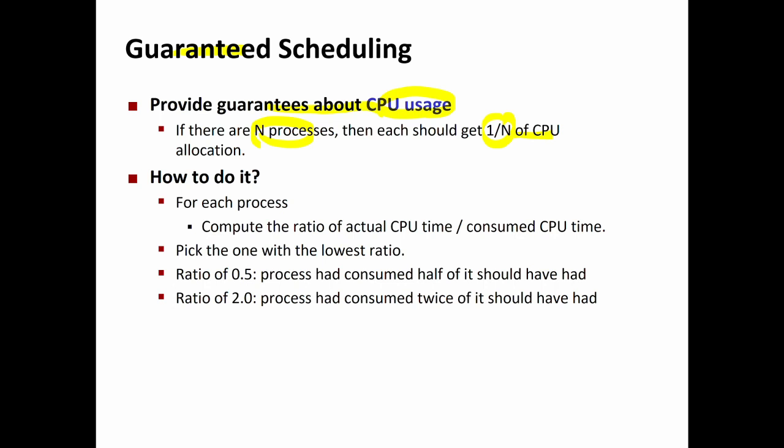Okay, so how do you do that? For each process, you compute the ratio of the actual CPU time that it used divided by the CPU time it is entitled to, and pick the one with the lowest ratio. A ratio of 0.5 means that the process had consumed half of what it should have had. And a ratio of 2 means the process had consumed twice what it should have had. Okay, so in this case you can guarantee some kind of fair usage of the CPU schedule.